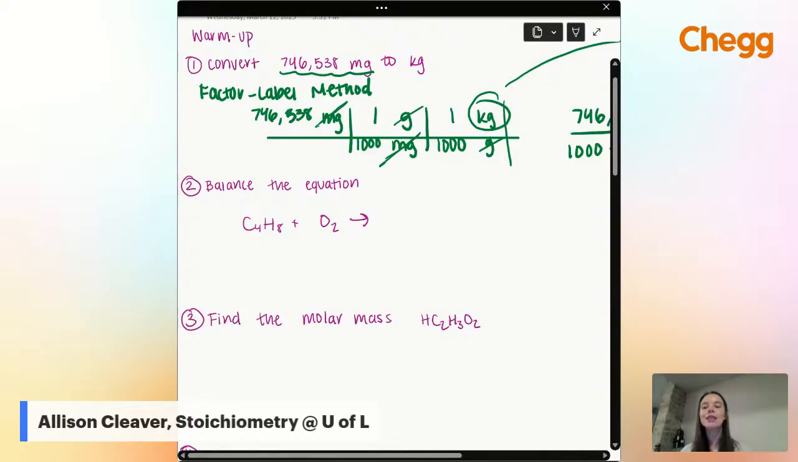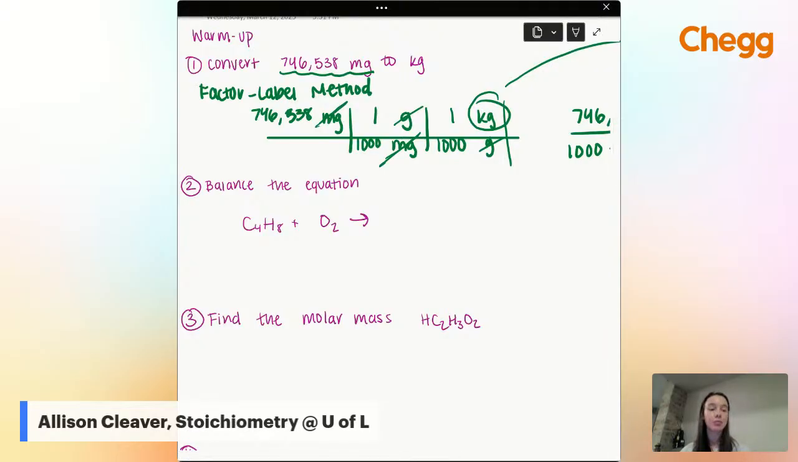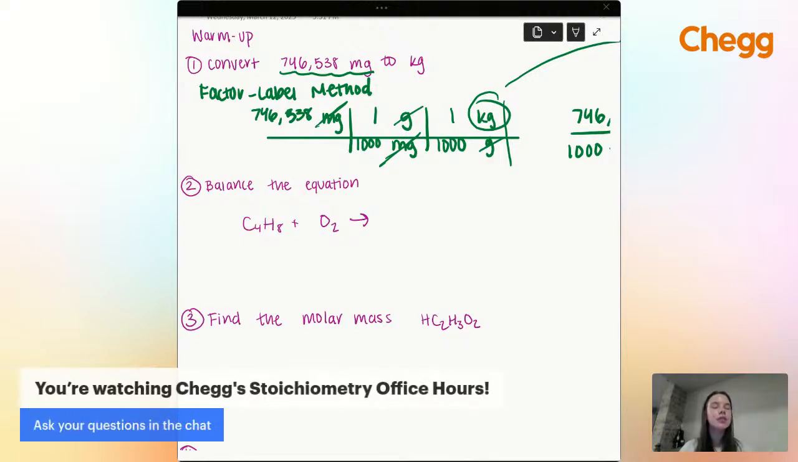It's balancing the equation C4H8 plus oxygen. Now, I wanted to kind of trick y'all up with this because we've had lots of practice balancing equations. Hopefully most Chem 1 and Chem 2 classes have by now. So I want to see if you all can figure out what the products of this reaction are going to be. So I'm going to give y'all 15 seconds. Tell me what the products of this reaction are going to be.